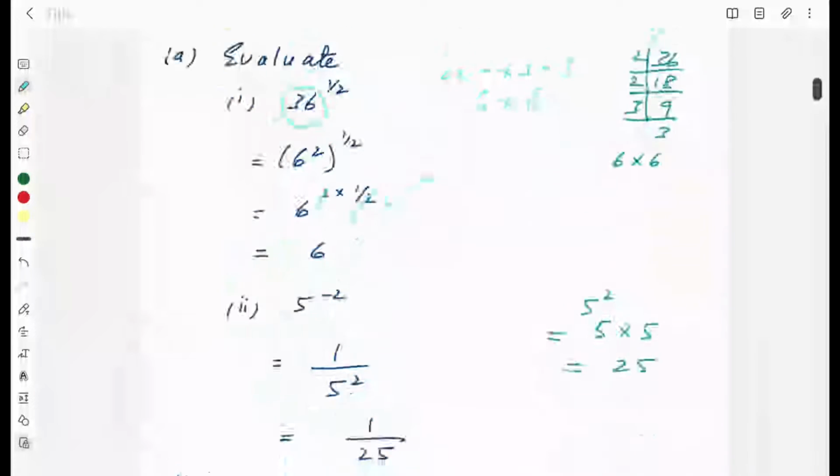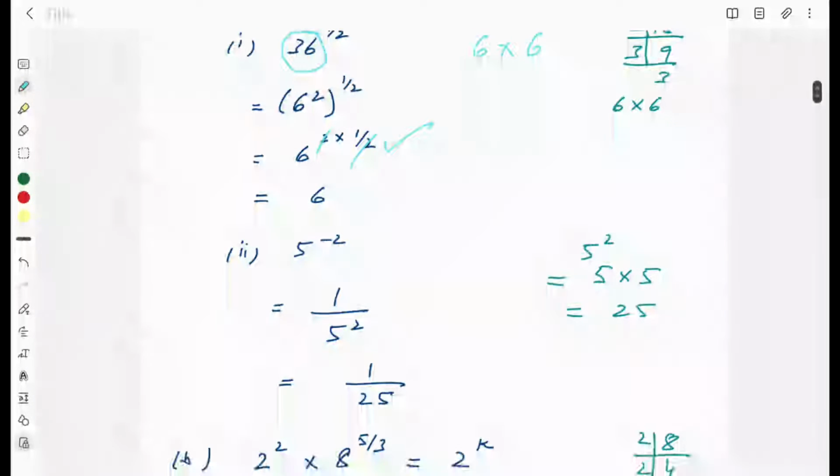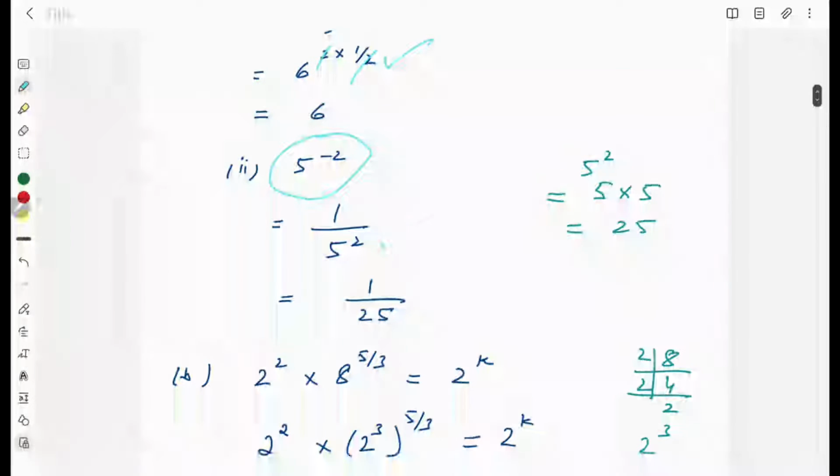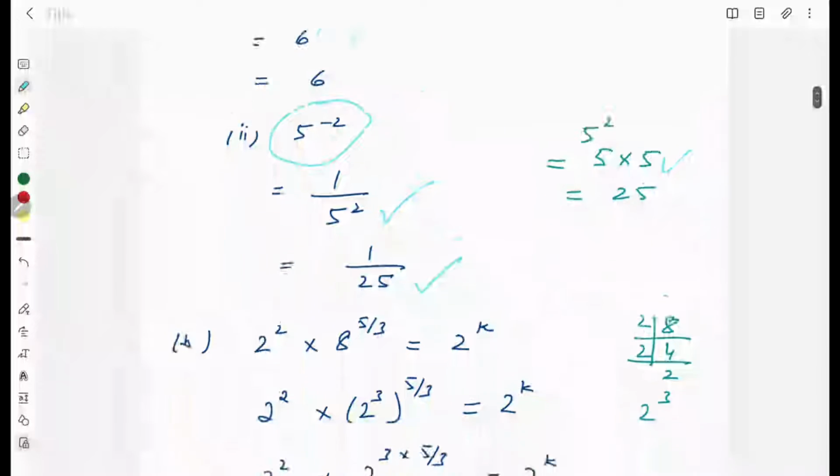Part 2 of A is 5 raised to the power minus 2. You cannot interpret this. You have to get rid of this negative sign. If you bring 5 raised to the power minus 2 in denominator like this, the minus sign will go away and it will become 5 raised to the power 2. So it is 1 over 5 raised to the power 2. 5 raised to the power 2 is 5 multiplied by itself 2 times, which is 25. So 1 over 25 is your answer.